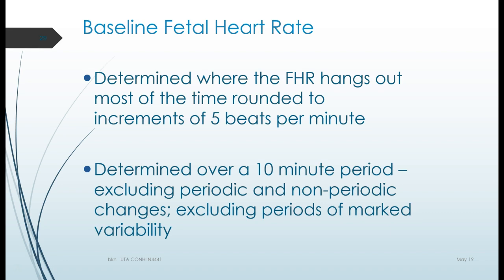And we're going to look at where it hangs out most of the time and then round that off to the closest 5 beats per minute. We know that a normal heart rate range for a baby is 110 to 160. If this heart rate is hanging out at the 130 line, and it bumps occasionally up to the 135 and occasionally down to maybe 128, 127, then if we were to draw a line through that, the place it hangs out most of the time would be the 130 line.